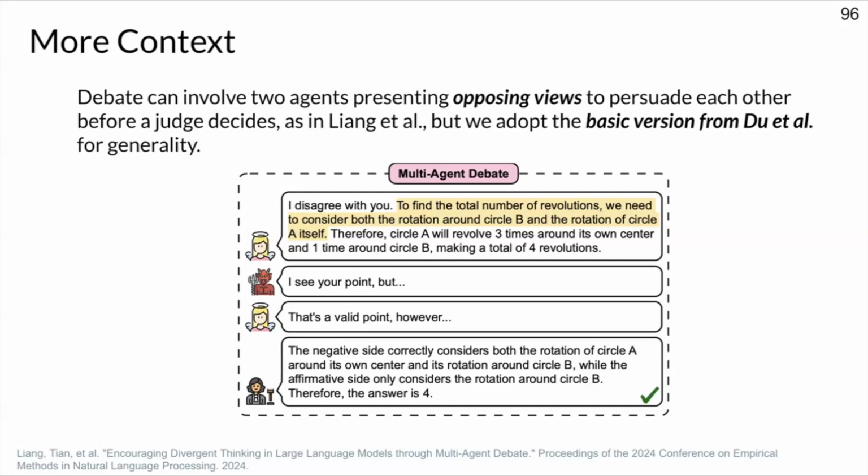Also, to bring in more context, debate can involve two agents representing opposing views to persuade each other before a judge decides. And also, we adopt the basic version where they just come together and chat, and not specifically against each other head to head.